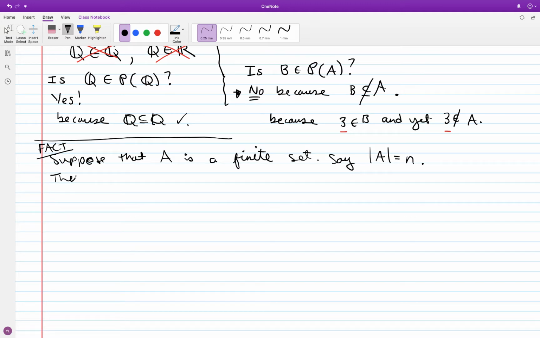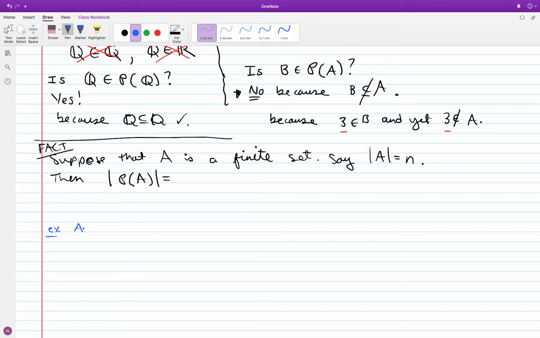Then the number of elements in the power set is the number of subsets of the set A. So pause the video and take a guess for what that number is. Okay, I'm going to write down the answer and explain it all at once. Maybe an example will help do that.